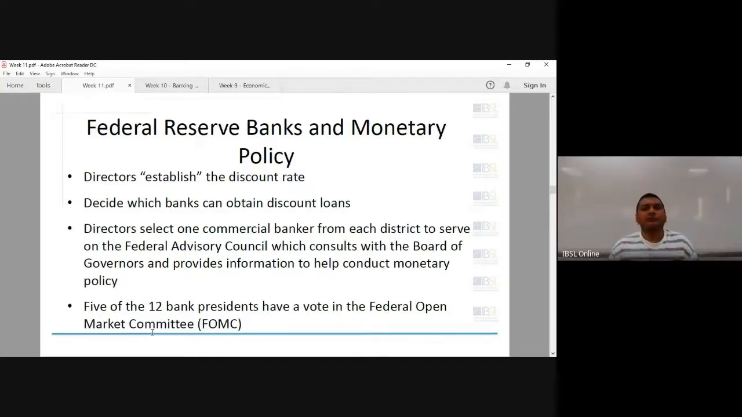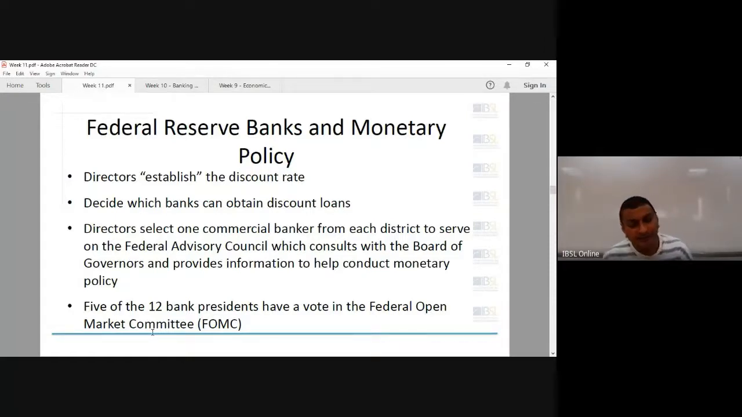Okay, so you see the Fed Reserve and other central banks define this rate as well as what type of institutions can access these discount windows. That's quite common all around the world. Also, they have the so-called board of directors. They select, in the case of the US, one commercial banker from each district to serve in the advisory council, which consults with the board of governors and provides information to help conduct monetary policy. Here, it's not the case. In the US, the advisory council conducts through members and gives some inputs to the board of governors. Here you see the consultative committees.